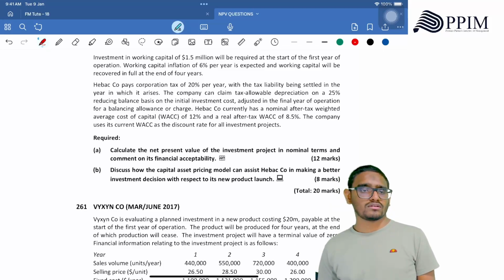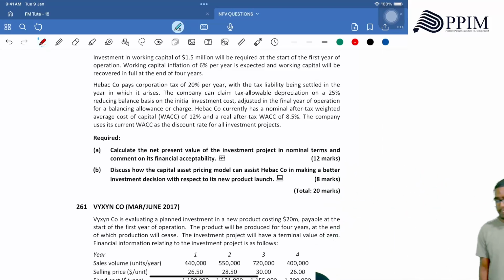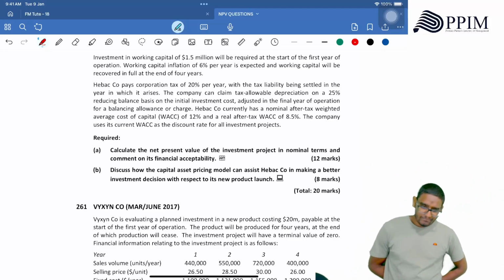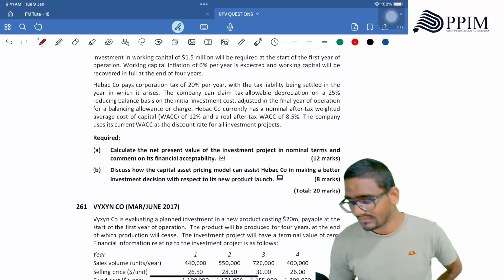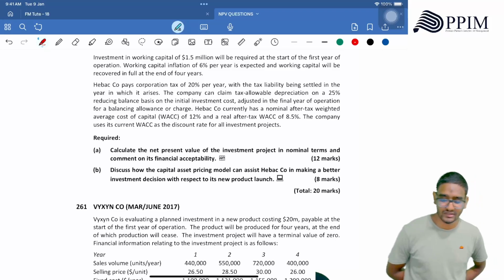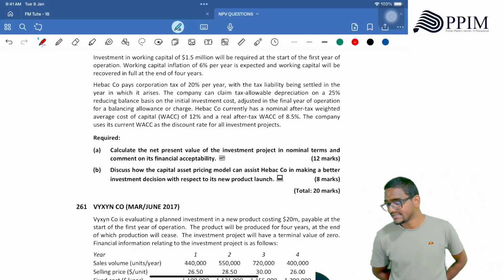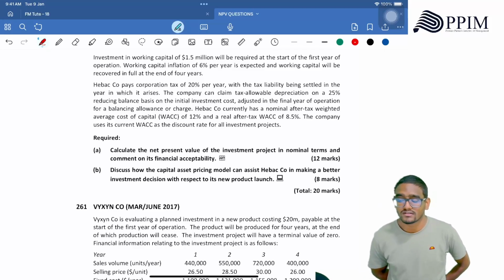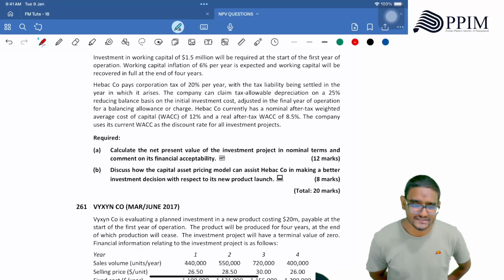Finally, you can conclude. Point number 4, conclusion. Put a dash and say, using project specific discount rates will lead to better investment decisions.